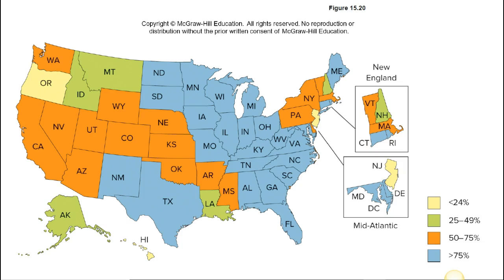Here you see data on how much of the population in each of the states in America is served with fluoridated water, has fluoridated water in their homes. So you can see that the vast majority of the states have 50% or more of the population receiving fluoridated water.